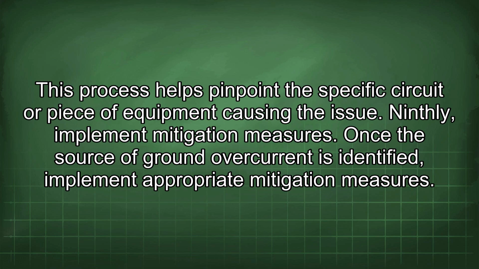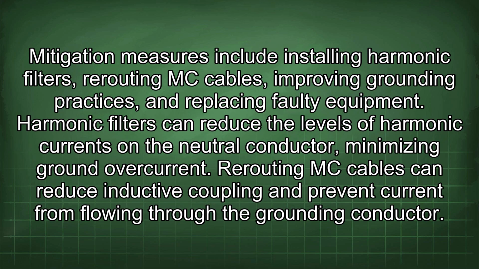Ninthly, implement mitigation measures. Once the source of ground overcurrent is identified, implement appropriate mitigation measures. Mitigation measures include installing harmonic filters, rerouting MC cables, improving grounding practices, and replacing faulty equipment. Harmonic filters can reduce the levels of harmonic currents on the neutral conductor, minimizing ground overcurrent.